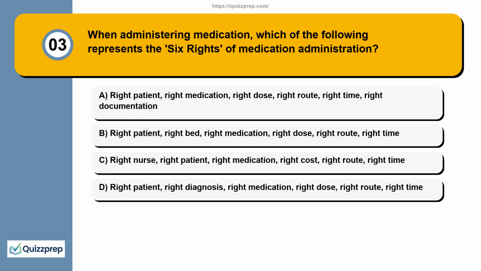Question 3. When administering medication, which of the following represents the 6 rights of medication administration? Here are your options. Option A. Right patient, right medication, right dose, right route, right time, right documentation.